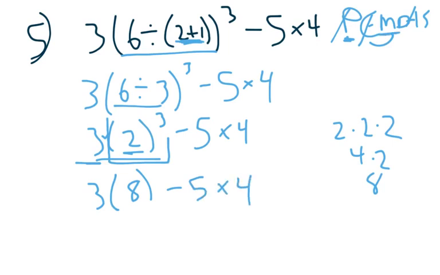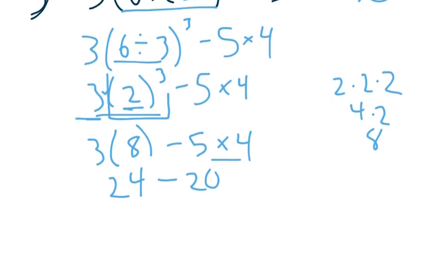Now I'm in the multiplication and division component, and so I will do my multiplication, 24 minus, and then since again I have a different type of operation, I can do this one at the same time, 20, and here I get 4. So that's order of operations in a nutshell. Again, it's a process for how to arrive at an answer when you have a bunch of different numbers and a bunch of different operations that you have to sort through. Good luck with your homework, and let me know if you have any questions.